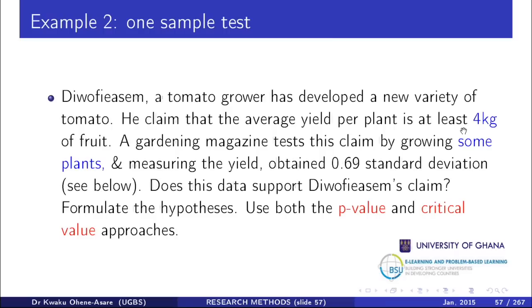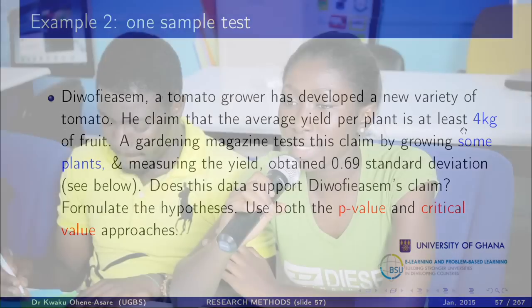Example 2. Diufiasem, a tomato grower, has developed a new variety of tomato. He claimed that the average yield per plant is at least 4 kilograms of fruits. A gardening magazine tests this claim by growing some plants and measuring the yield. They obtain a 0.69 standard deviation. Does this data support Diufiasem's claim? Formulate the hypothesis. Use both the p-value and critical value approaches.